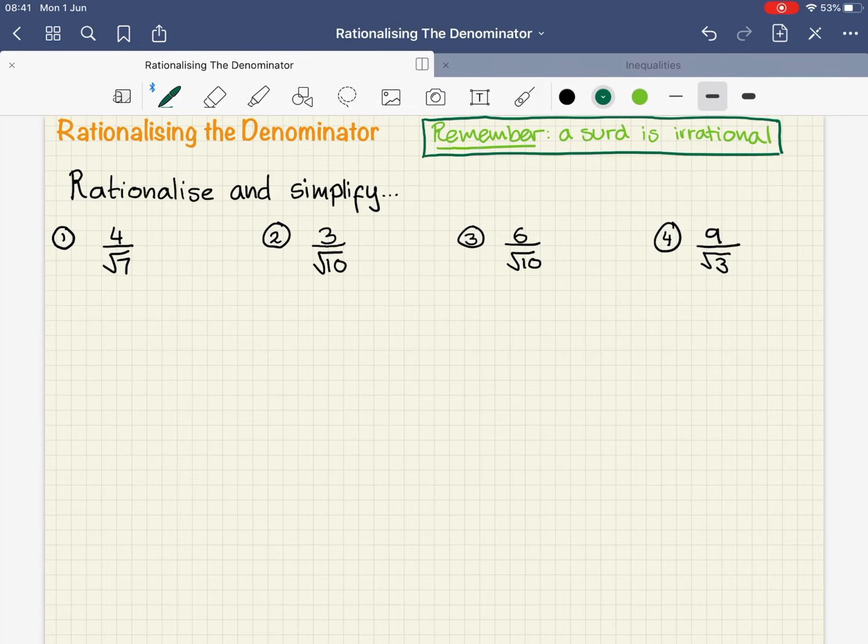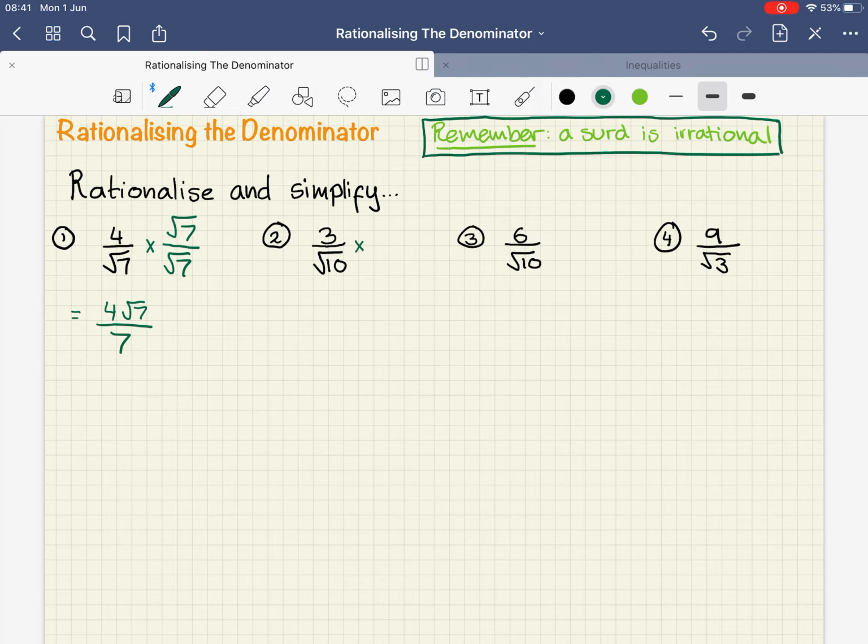And let's look at this first one. So I've got 4 over root 7. Now, if we remember, when we multiply a surd by itself, it gets rid of that root sign. So that's what we're going to do. We're going to multiply it by that root 7. And so we have to also multiply that top there by root 7. So then 4 times root 7, that's just going to be 4 root 7 over root 7 times root 7, that's just going to be 7.